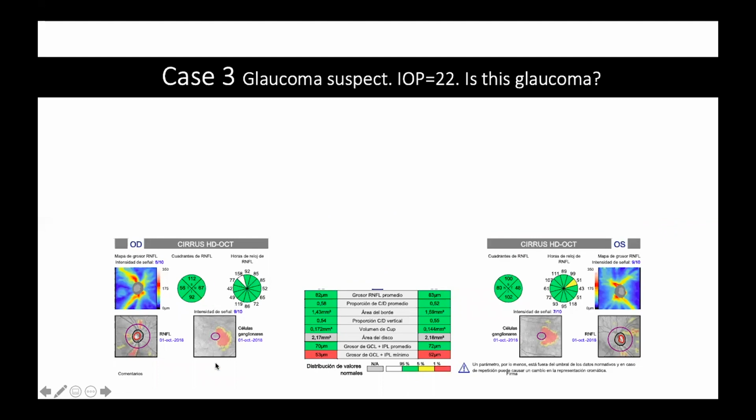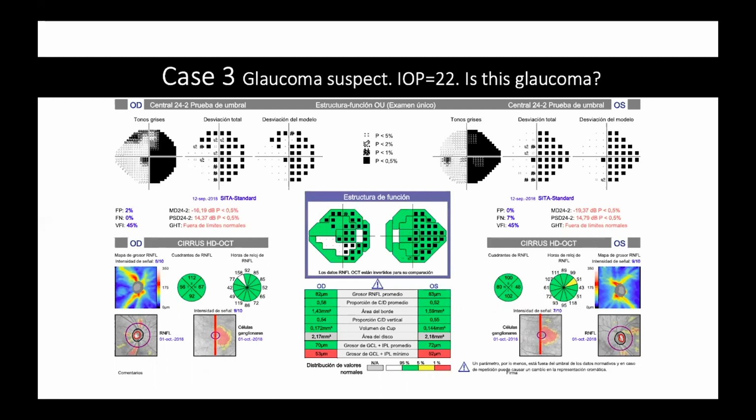But when we look at the macula, the ganglion cell layer, what we see is something that's not very typical of glaucoma, which is a vertical respect. That is not glaucoma. Glaucoma doesn't go vertical, it goes horizontal. And if we do the fields, what we see is that the field actually looks exactly like the damage that we are seeing at the macula.